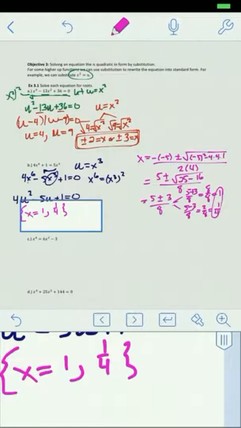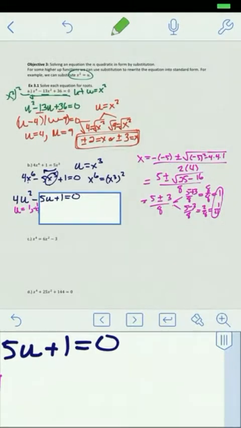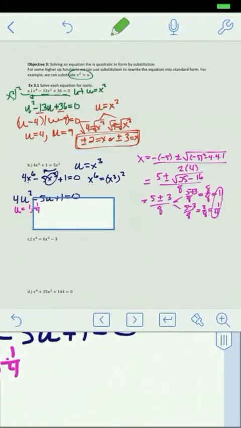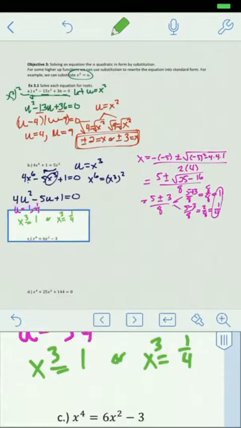Alright, I'm sorry, pardon me, that's horribly wrong. u is equal to 1 or 1/4. My very last step is to substitute in and solve that. So u is equal to x cubed. So x cubed is equal to 1, or x cubed is equal to 1/4.